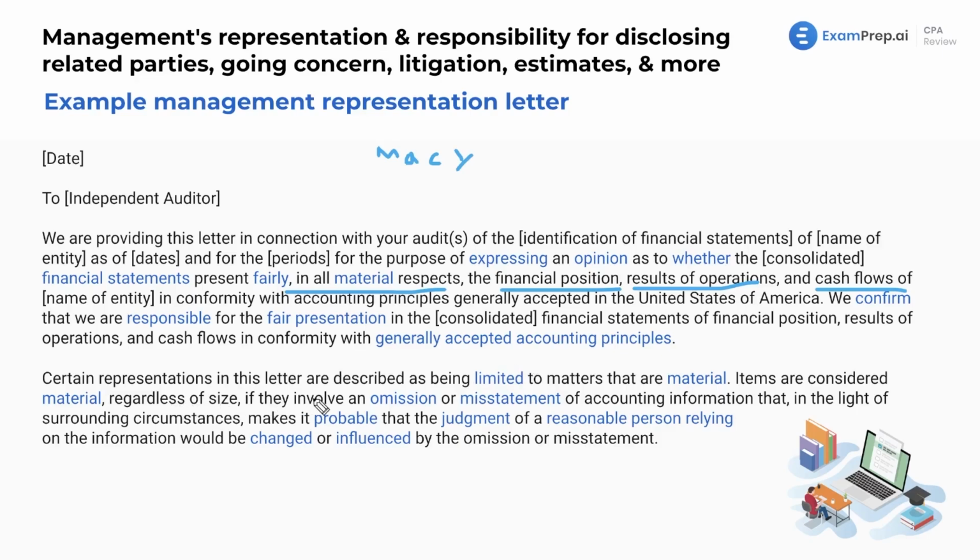Certain representations in this letter are described as being limited to matters that are material, right? Because we are not going to disclose immaterial fraud by, let's say, our cashiers. That's just not worth anyone's time. So that's an important key point to read here.